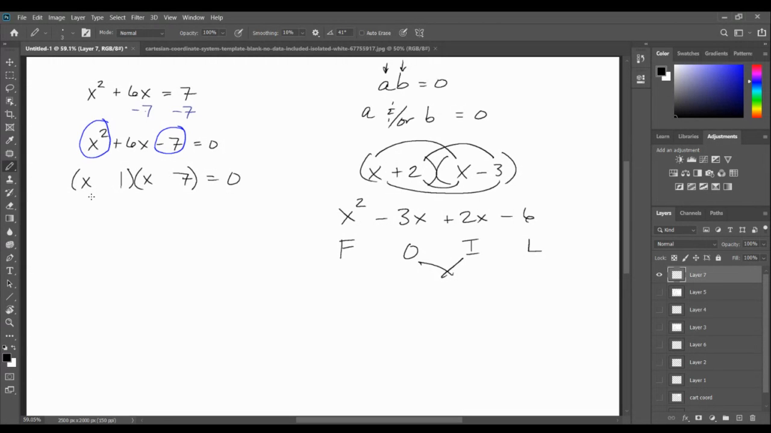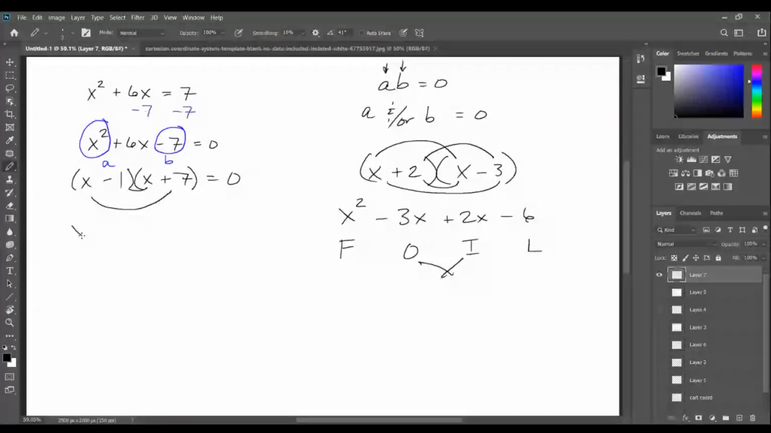Now thinking about my outside inside, I want those to add together to a positive 6, so the larger number is going to get the sign of that middle term. The other one will get the other sign. So I've got 7x minus 1x gives me my 6x. So now I've got these two factors. Here's my a, here's my b. Those are multiplied together to get 0.